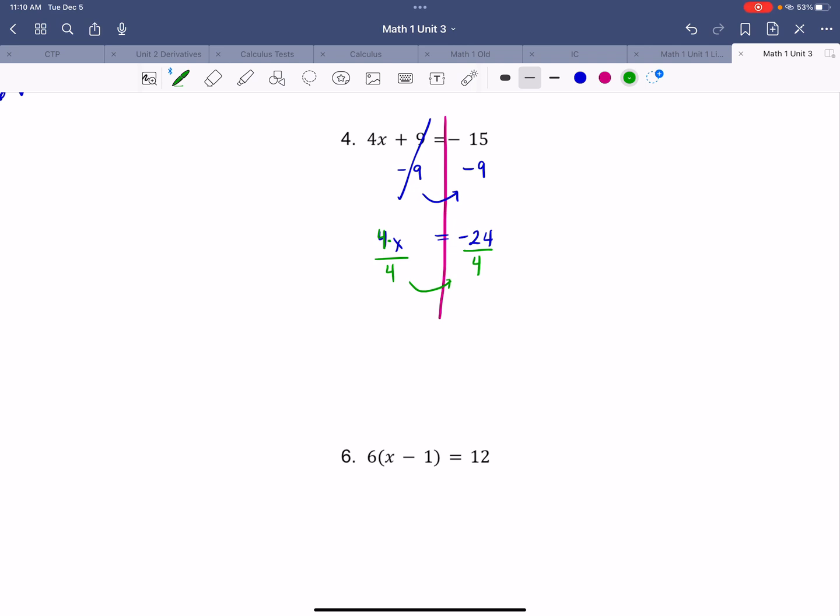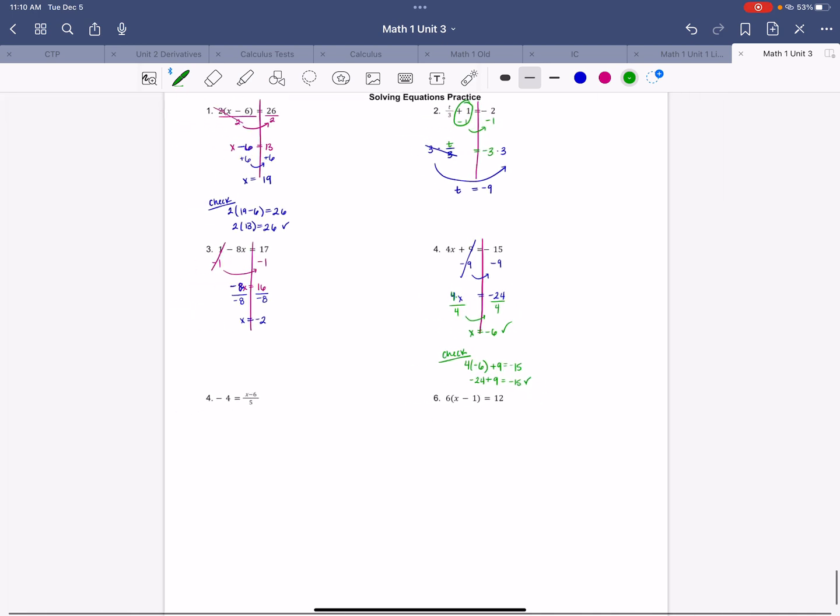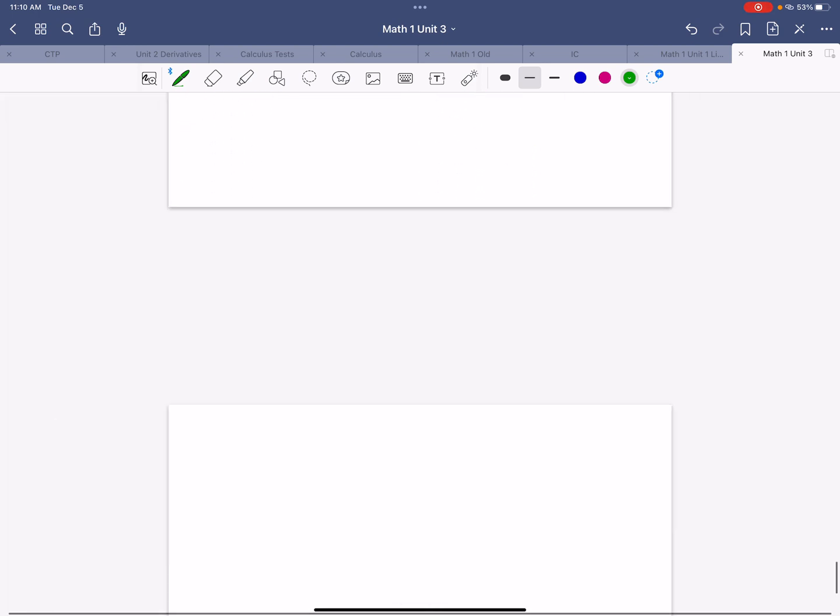Now I haven't been doing this with every problem, but the point of this exercise is to figure out the value of x that makes this true. So at any time, I can take my answer and plug it into my original equation. 4 times negative 6 plus 9 is equal to negative 15. 4 times negative 6 is negative 24, plus 9, you can verify that yes, in fact, that is equal to negative 15, so I know I found the right answer. Feel free to go back and check your answers as you find them.